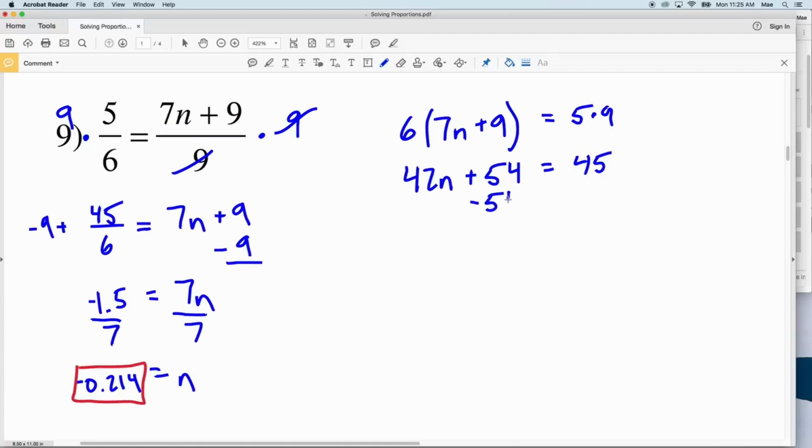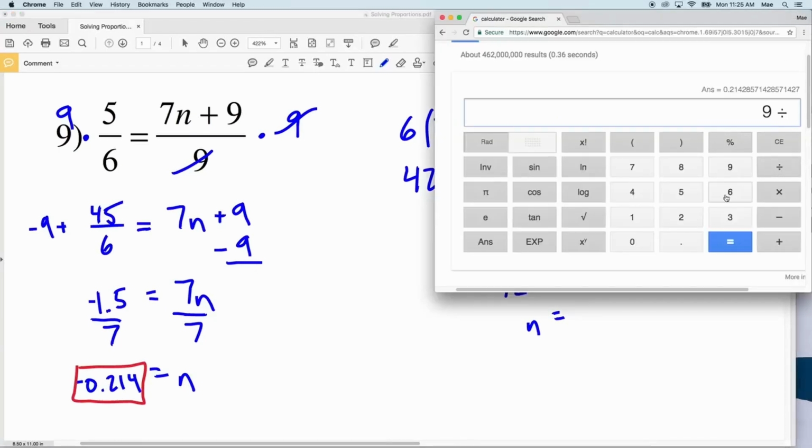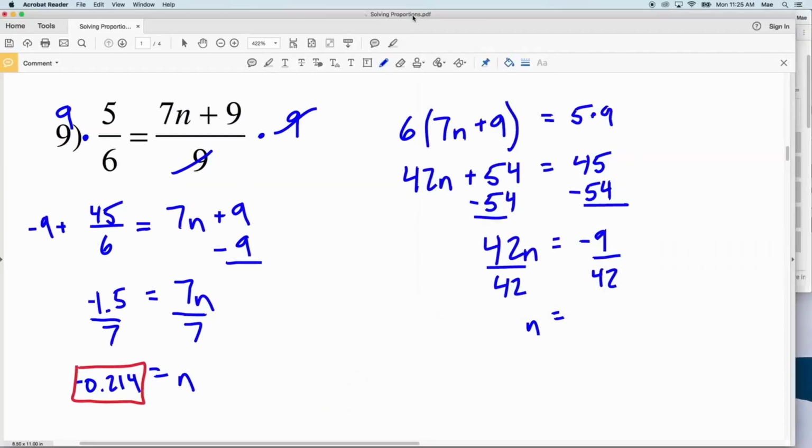When I subtract 54 from both sides, I get that 42n is equal to negative 9. Then I divide both sides by 42, so n is going to be equal to negative 9 over 42, and 9 divided by 42 again is 0.214, but that was a negative divided by a positive, so negative 0.214.